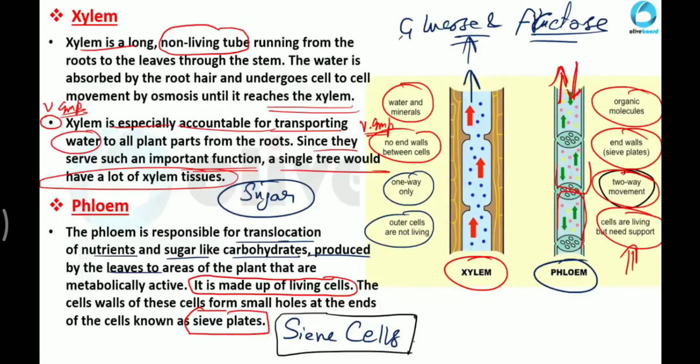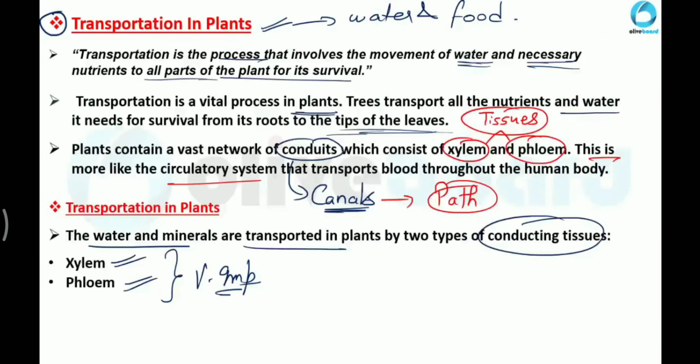So basically xylem and phloem are responsible for transportation in plants. And what is the meaning of transportation here? That is transportation of water and food, which are obviously very essential substances for plants to survive.